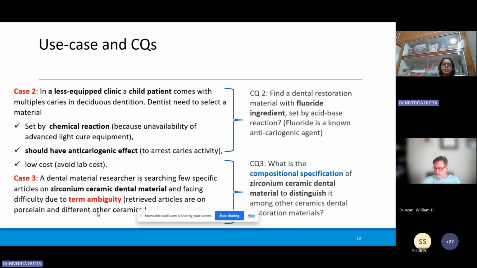And the third case is a dental material researcher searching for a few specific articles on zirconium ceramic dental materials and facing difficulty due to term ambiguity. So from here we generated this question: what is the compositional specification of zirconium ceramic dental material to distinguish it among other ceramic dental restoration materials?